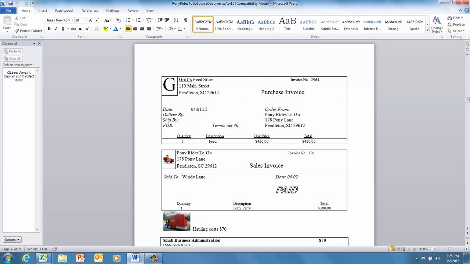The hauling costs, a little picture of the horse trailer is underneath the sales invoice, and the hauling costs are told to you for that particular job.